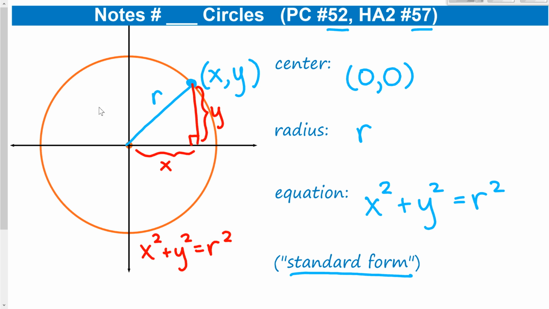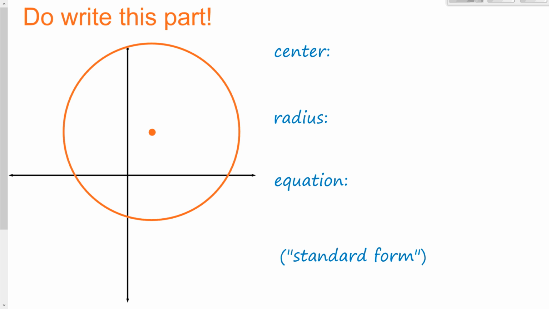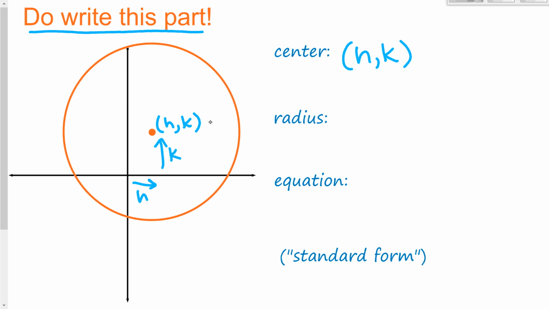So what we do to generalize this is we imagine that the circle has been shifted, let's say h units horizontally and k units vertically. So now the center is the point h, k. So this will be notes. Center is h, k. The radius, let's say, is still r.